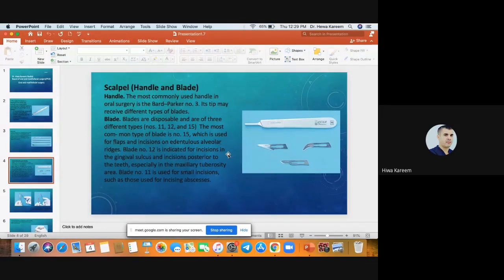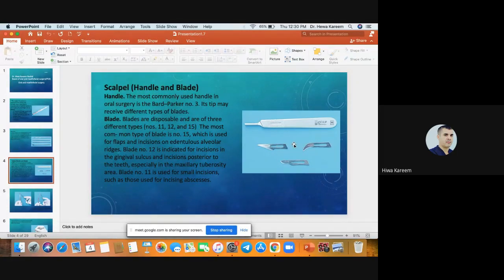Scalpel and blade. This is the blade holder and this is the blade. The most commonly used for surgery is number 3, which is the holder, and we have different types of blades. For example, we have number 11, number 12 and number 15. Each of them has a special use.